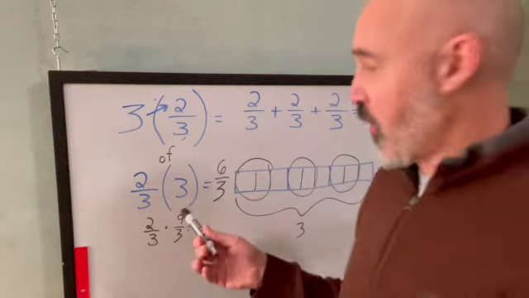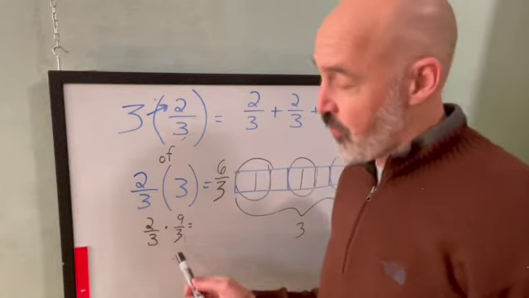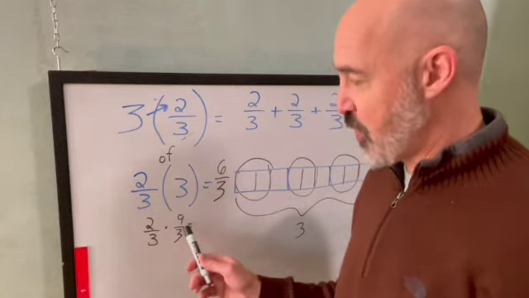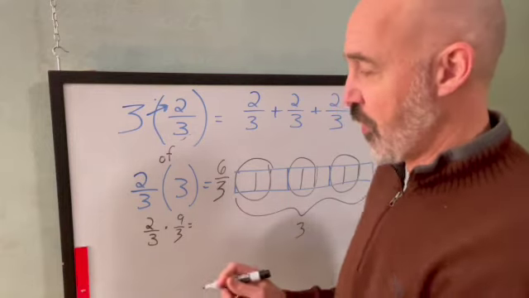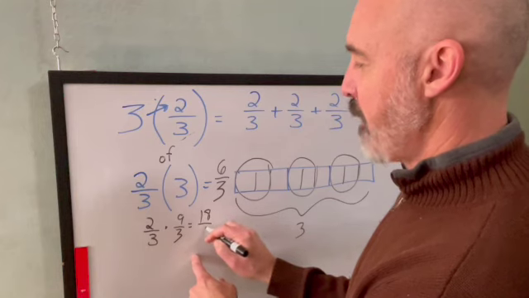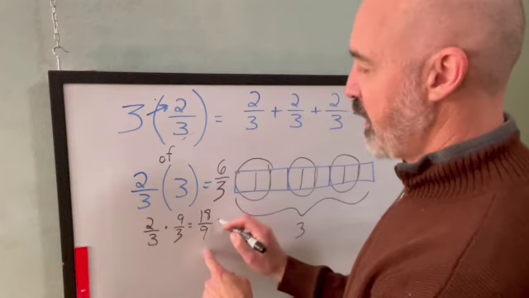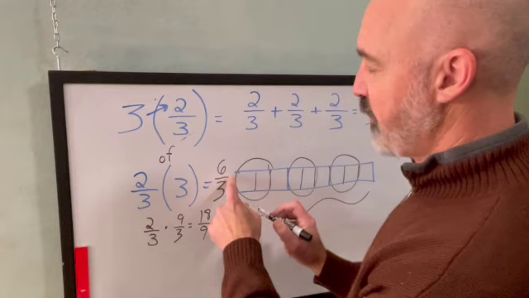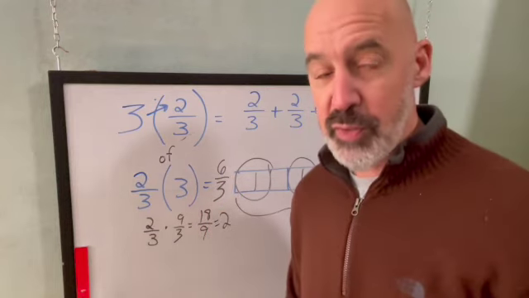Now remember, I just thought about 3 is equal to 9/3, so now I'm checking. Is 2/3 times 9/3 equal to the same thing as 6/3? Well, 2 times 9 is 18, 3 times 3 is 9, 18 divided by 9 is 2, 6 divided by 3 is also 2, equivalent answers.